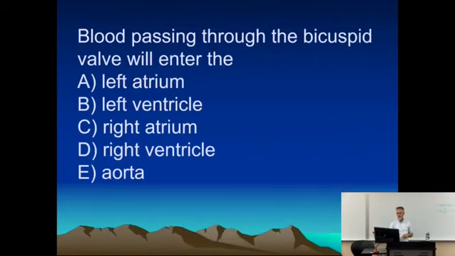Ooh, how about this one? Blood passing through the bicuspid valve will enter the... So you got to think about where is that bicuspid valve and where is it separating. So if it passes through, where is it going into? Yeah. So tricuspid valve, it's right to try things. You should try new things, stuff like that. It's the right things to do. So tricuspid on the right to try. Bicuspid on the left. So bicuspid's on the left. If we pass through that one, we're going into the left ventricle.